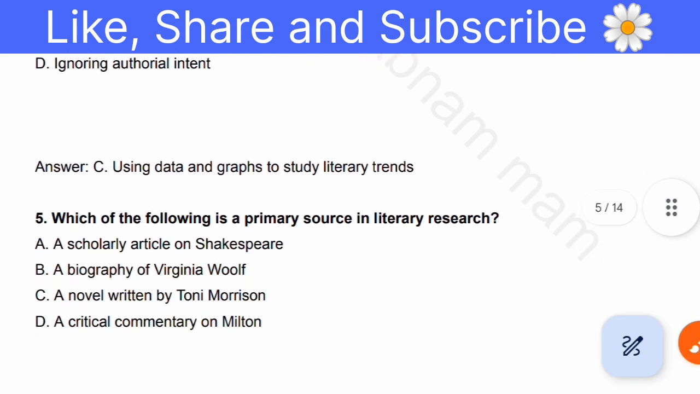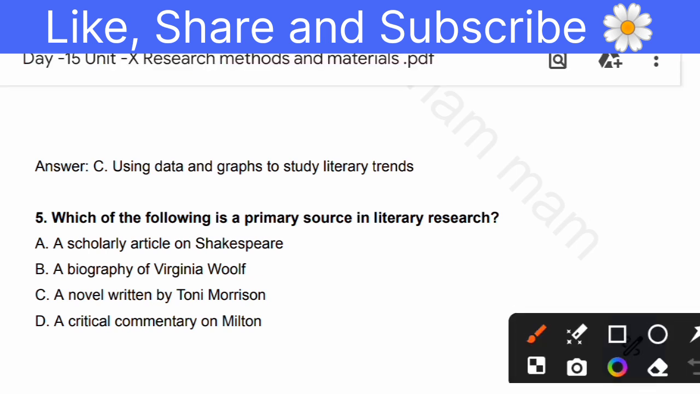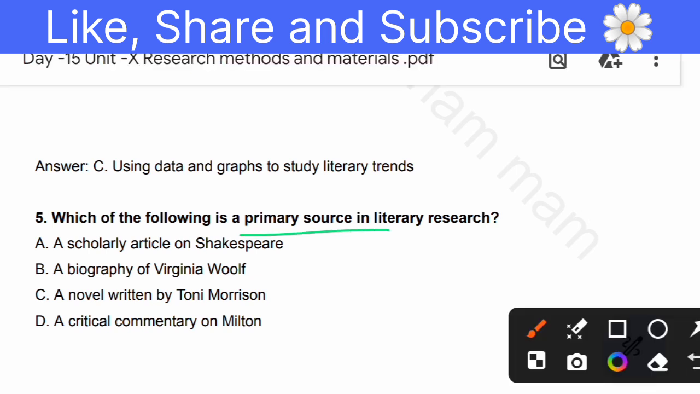Next question. Which of the following is a primary source in literary research? Option A, a scholarly article on Shakespeare. Option B, a biography of Virginia Woolf. Option C, a novel written by Toni Morrison. Or option D, a critical commentary on Milton. Which of the following is a primary source in literary research?